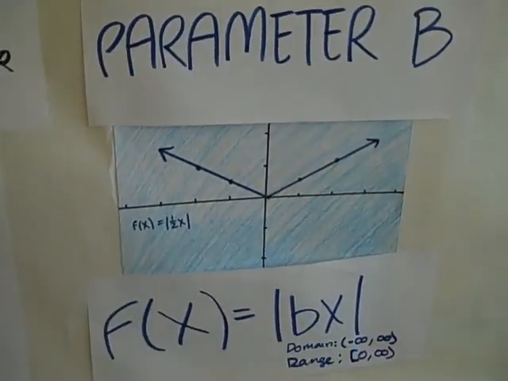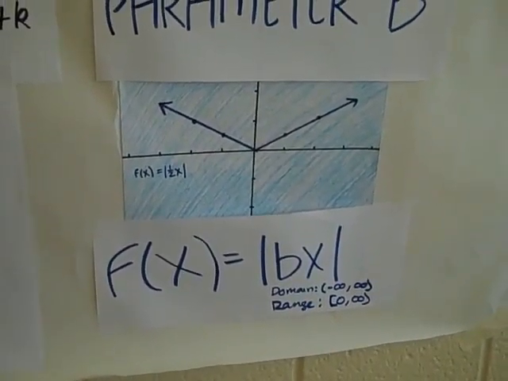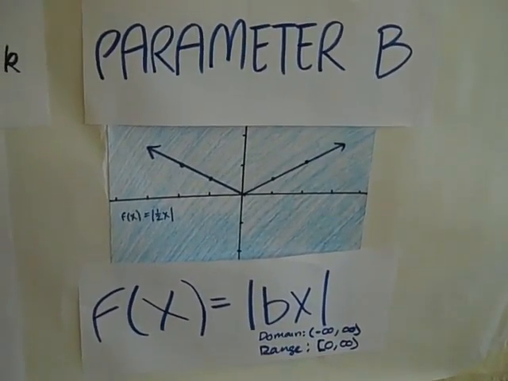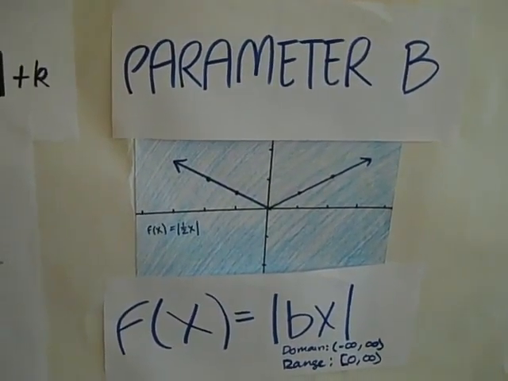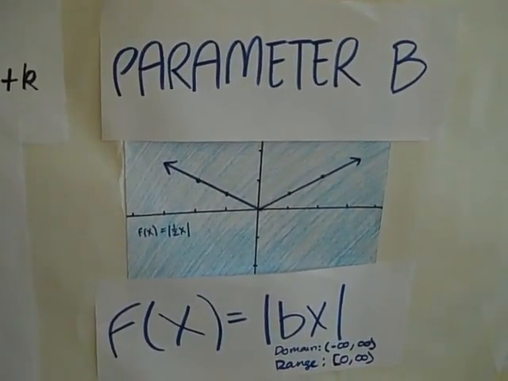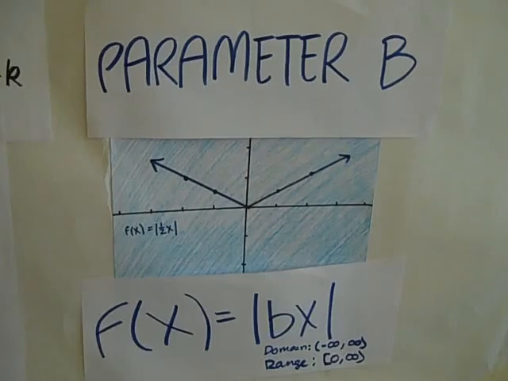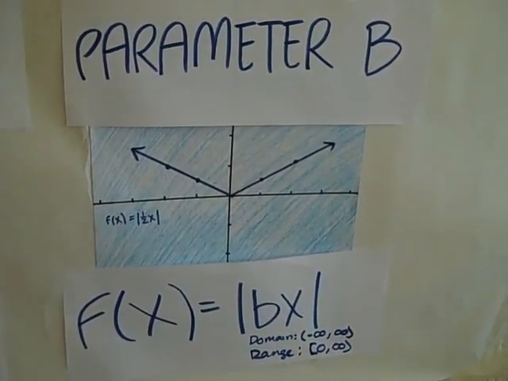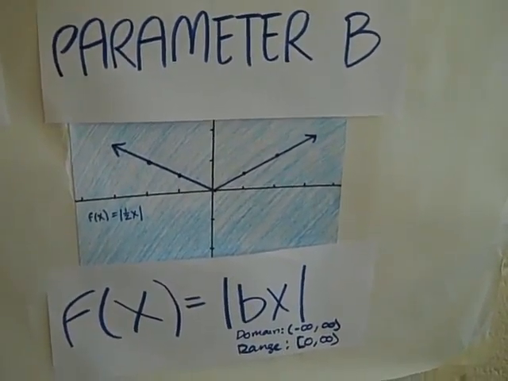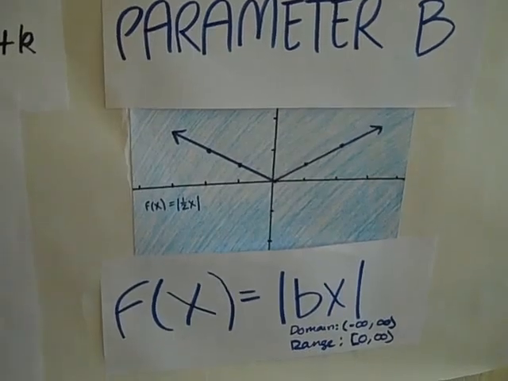For parameter b, the equation is f of x equals the absolute value of b times x. If the absolute value of b is greater than 1, the graph shrinks by the reciprocal. If the absolute value of b is between 0 and 1, the graph stretches by the reciprocal. If b is less than 0, then the graph will reflect across the y-axis. And if b equals 0, then there is no graph.